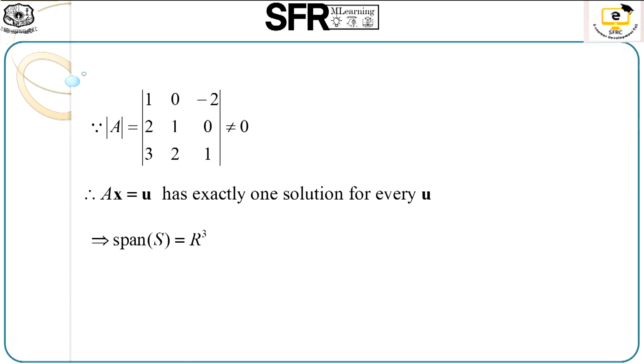Here we use another method to find the values of u. First of all, we determine the value of the determinant of A. Here the determinant of A is not equal to 0, therefore we know the result Ax equal to u has exactly one solution for every u. Therefore, span of S equal to R3.